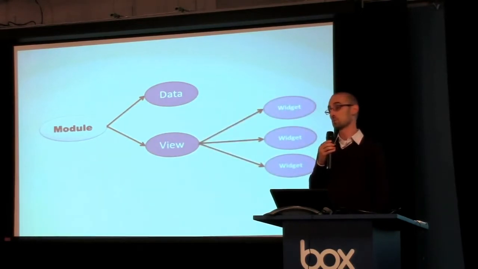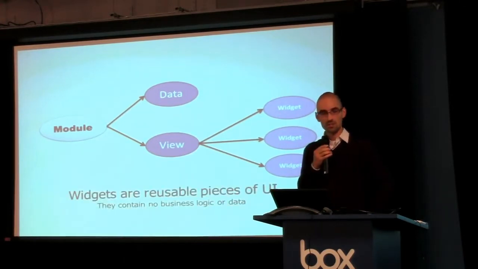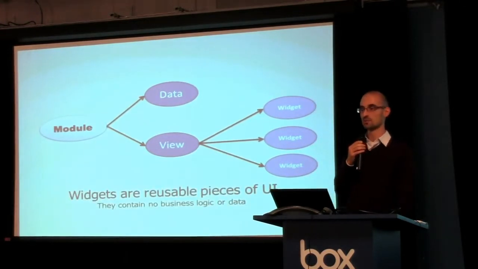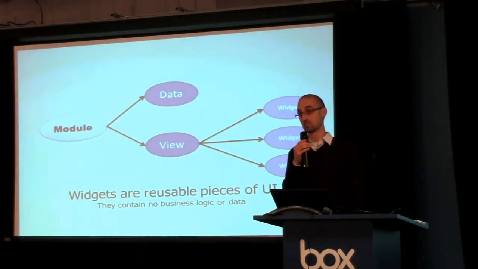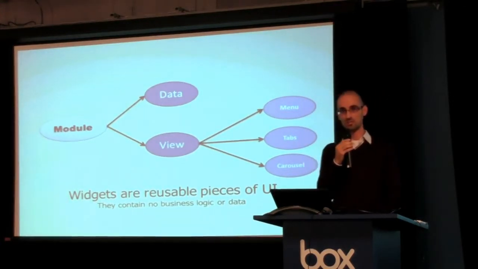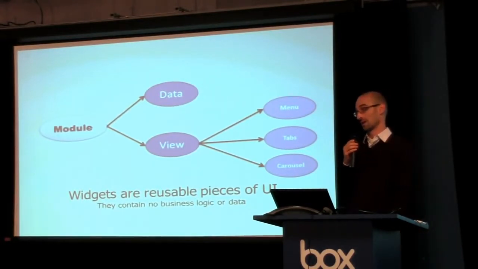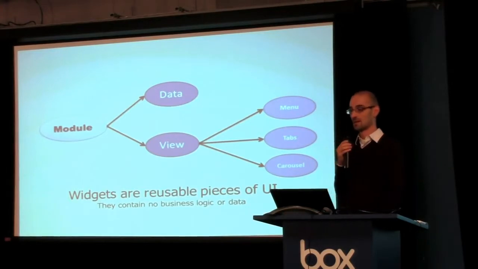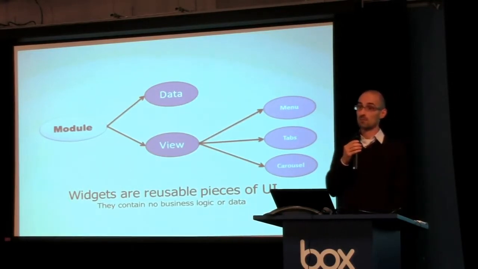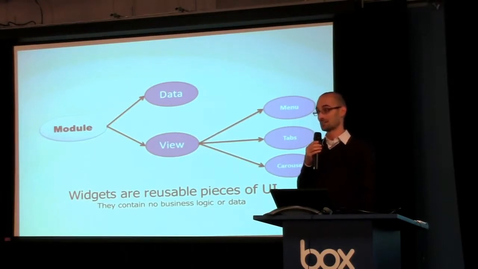And views may use widgets in order to get their job done. So you can think about widgets as reusable pieces of UI that have no business logic in them. That's stuff like menus, tabs, carousels. These are things that you can use over and over again in the same application, and they have UI logic. Right? They work a certain way. Tabs work a certain way. Dialogues work a certain way. Carousels work a certain way. But they're not tied explicitly to the data that they're displaying or that they're interacting with.